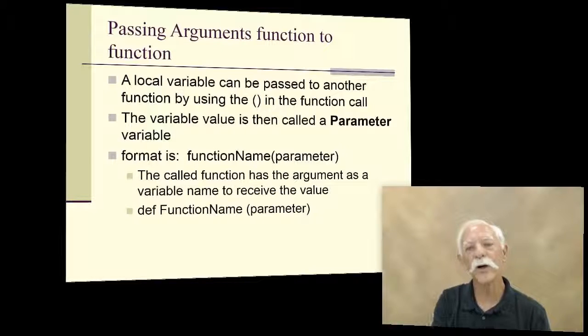Let's take that variable value. We're going to put it in the function call. We're going to call it a parameter, just a different name. And the format looks like this. Instead of calling just the function name with empty parentheses, we're going to put that variable name inside the parentheses. And then, when it calls the function, it's going to pass that value to the next function. So let's see how this works.